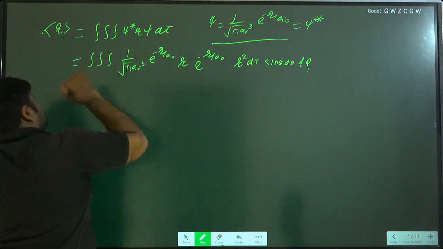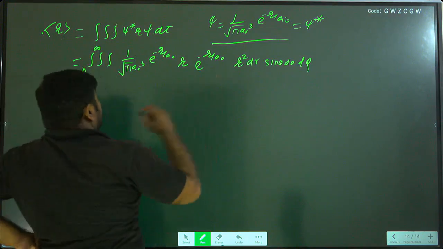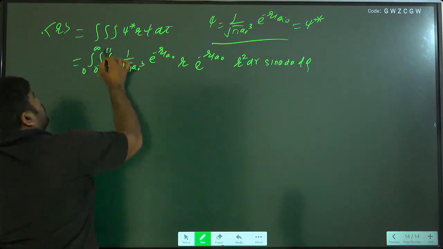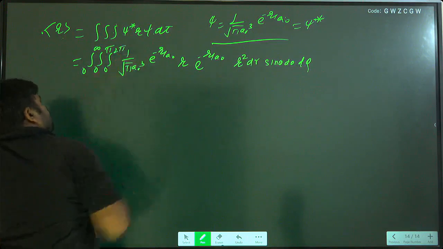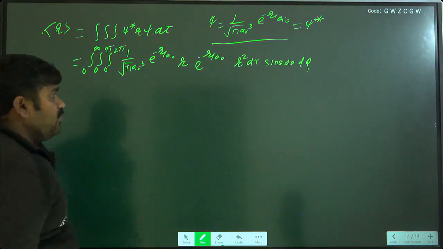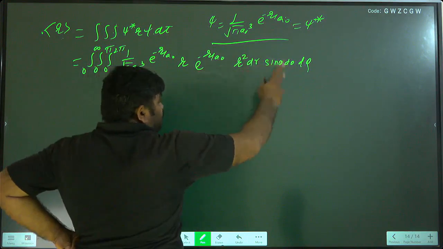R varying from 0 to infinity. Next, theta varying from 0 to pi. Third, phi varying from 0 to 2 pi. Always memorize this. Okay. Now, these are independent of each other. Yes or no? R is independent of theta. Theta is independent of phi.